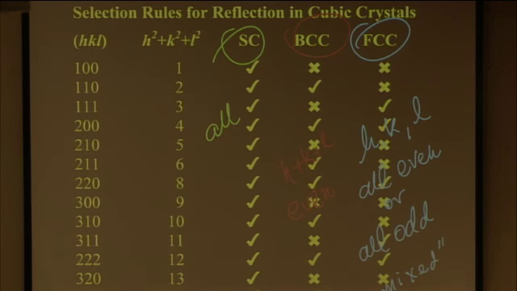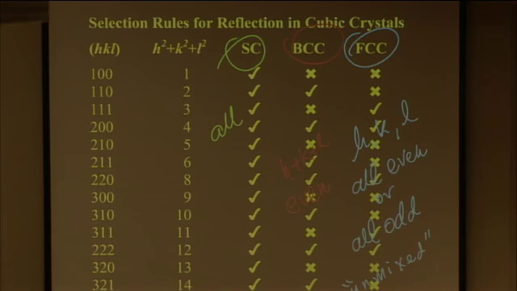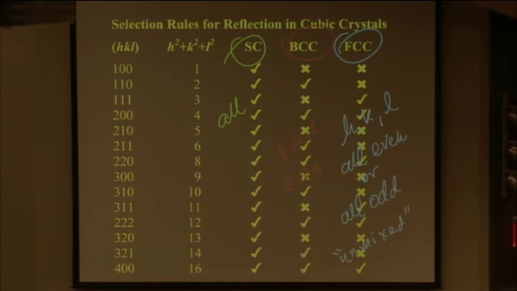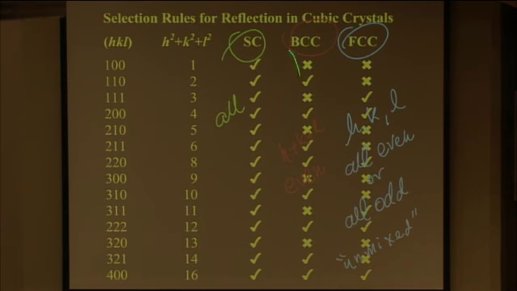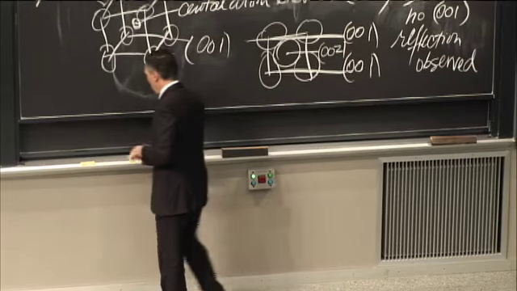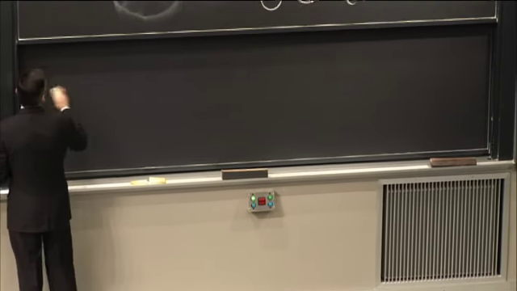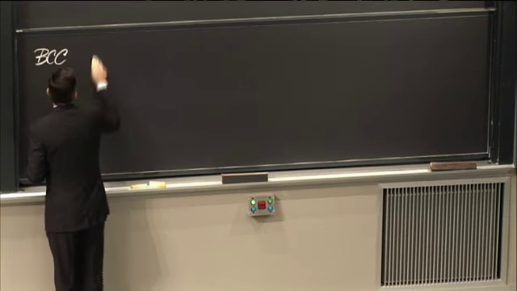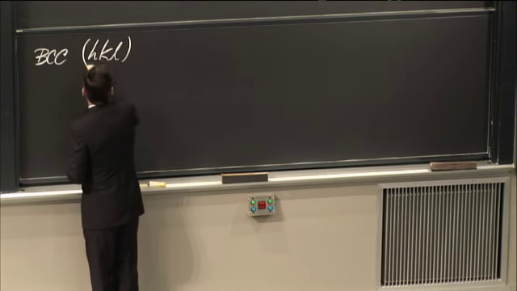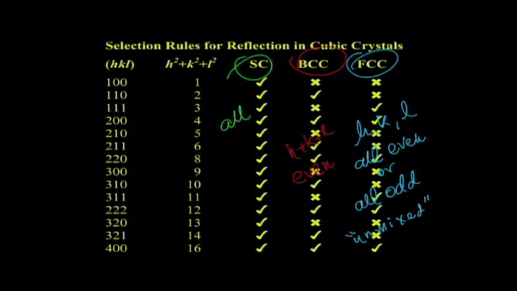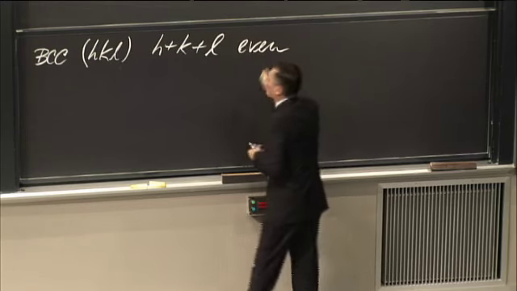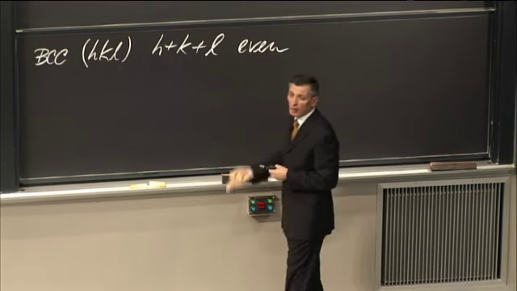So people have gone through, and they've made this set of rules for reflection. So simple cubic, you get reflection from all the planes. Body-centered cubic, you just get these planes here. And it turns out that there's a simple rule that compactly represents which planes are going to reflect in body-centered cubic. And in BCC, the HKL, it's the planes for which H plus K plus L is an even number. H plus K plus L is even, and 0 is counted as even.